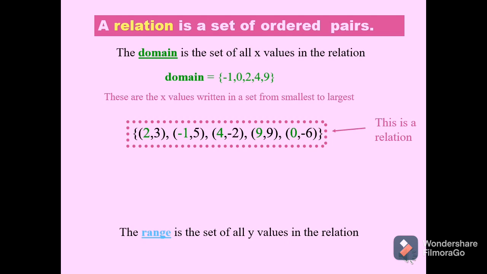The other one is called the range. The range is the set of all y values in the relation. The range is equal to the set of negative 6, negative 2, 3, 5, and 9. These are the y values written in a set from smallest to largest.